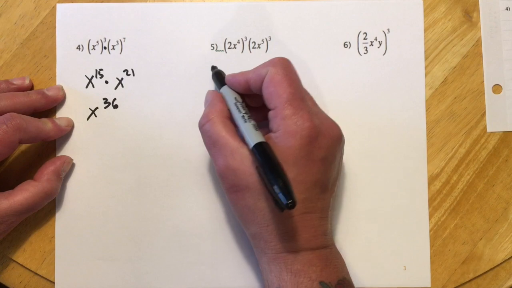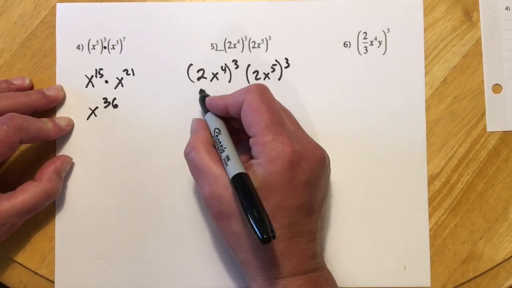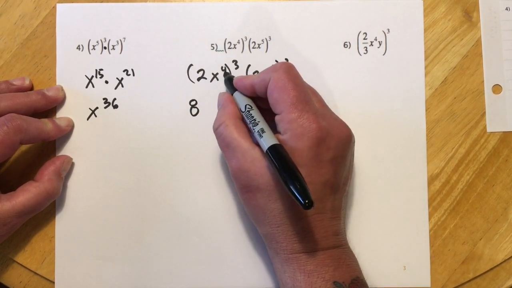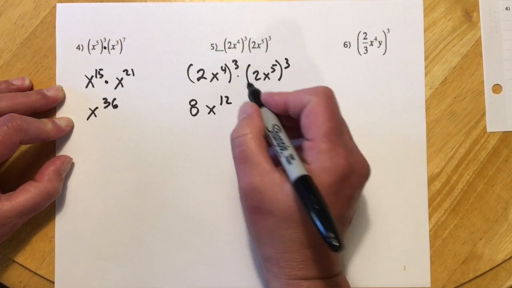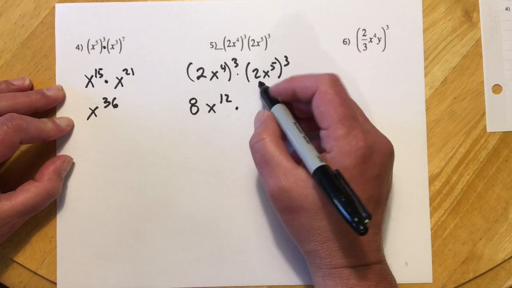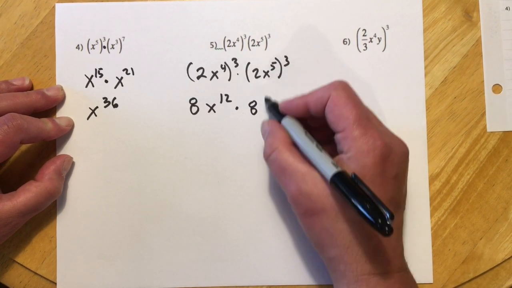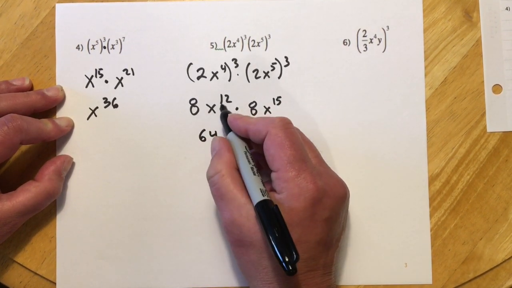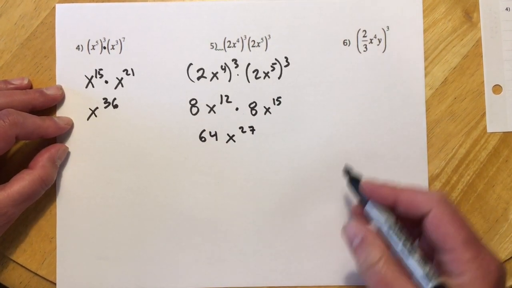This next one, I'm going to write it a little bigger. So we're going 2 cubed, so 2 times 2 times 2, careful not to get 6, that'd be 8. And then x to the 4th, cubed, so that's 4 times 3 would be x to the 12. And again, in between here where there's nothing, it's an implied multiply. So 2 cubed again is going to be 8, and then x to the 5th, cubed will be x to the 15. 8 times 8, 64. And then 12 and 15 would give us a total of 27 x's.